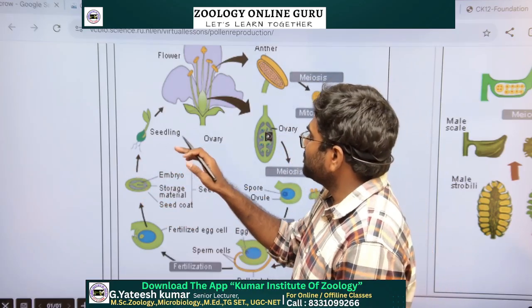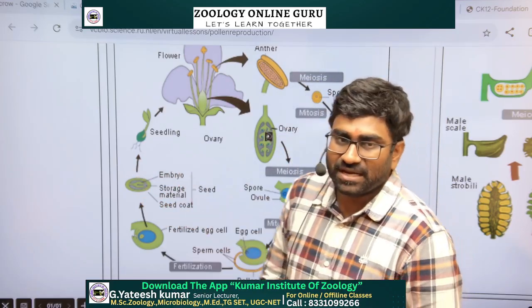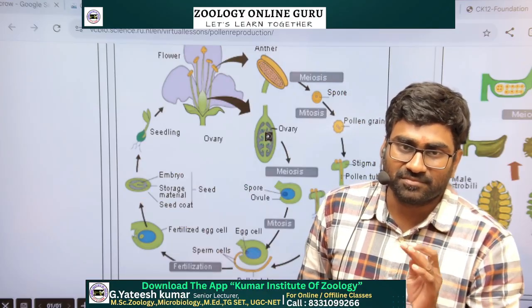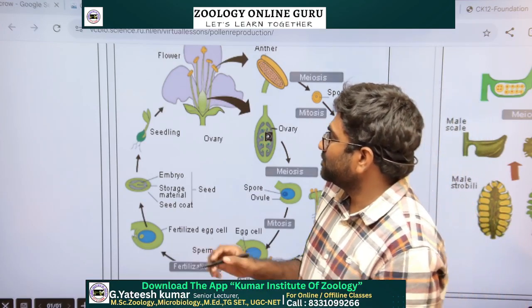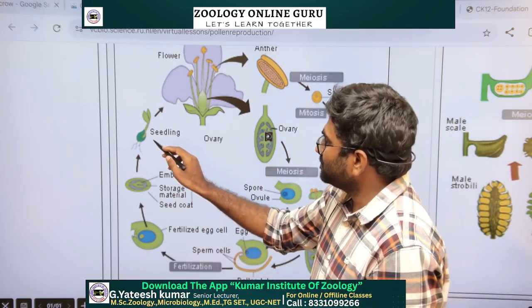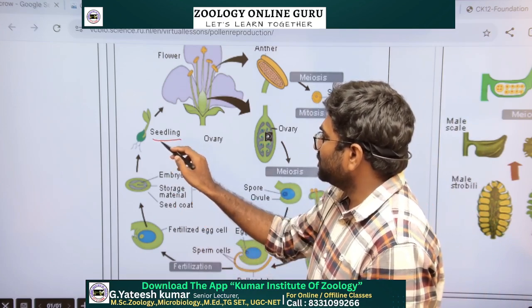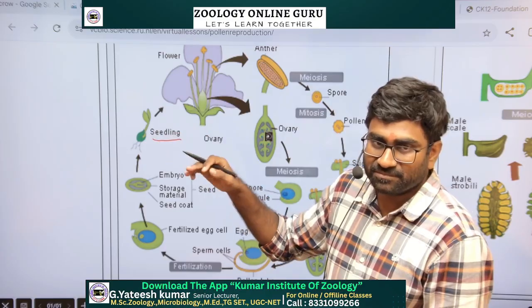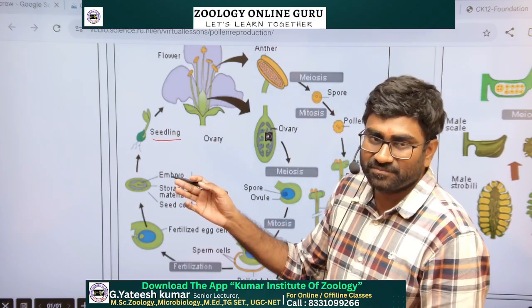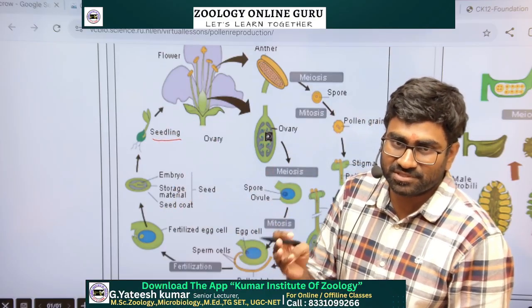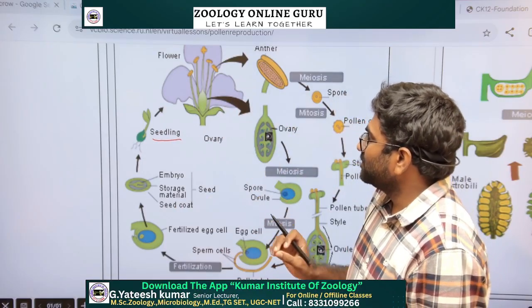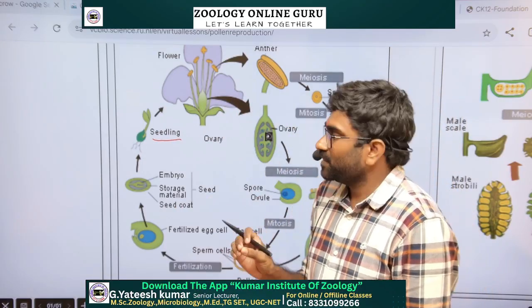sporophytic plant. Sporophytic plant means which contains true roots, true stem, true leaves, true flowers. Here in the image, it is a seedling. From the seedling, that is nothing but a plantlet. From the plantlet, a complete plant will be formed that contains true root, true stem, true leaves. So the flower is the reproductive organ.